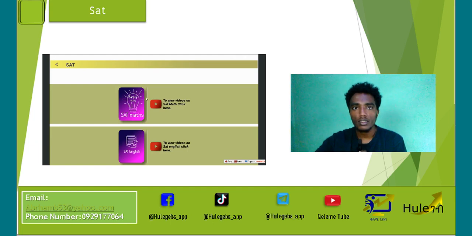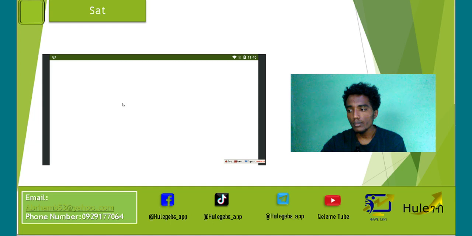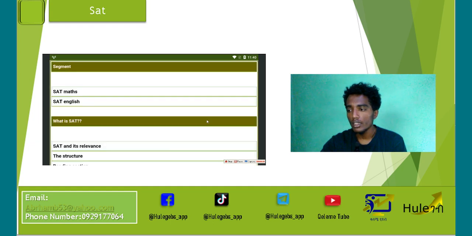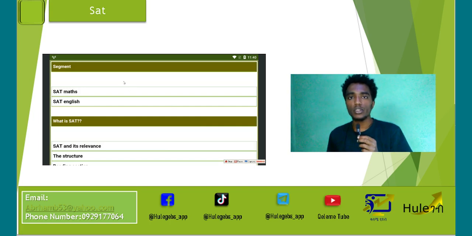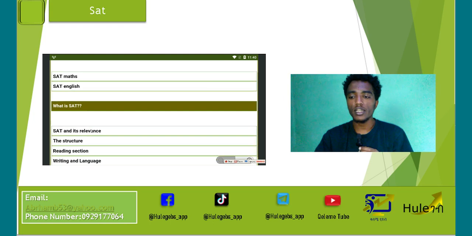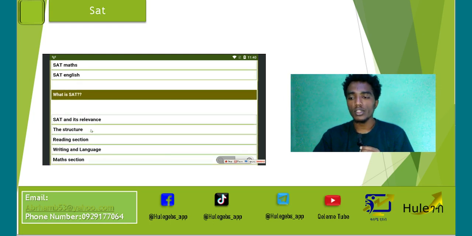We have divided the SAT into SAT Maths and SAT English. Let's open it and see what it includes. First, as you can see, we have prepared the textual description of what the SAT Maths and English is, and also the relevance of the SAT and what the SAT is all about, the structure of the SAT. It has the reading section, the writing and language section, and the math section. Each of them is described separately.